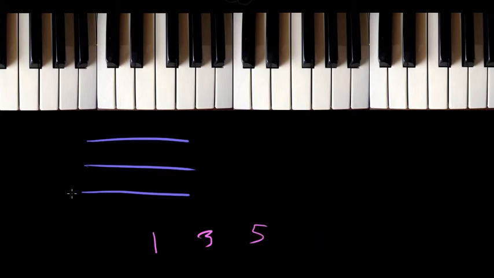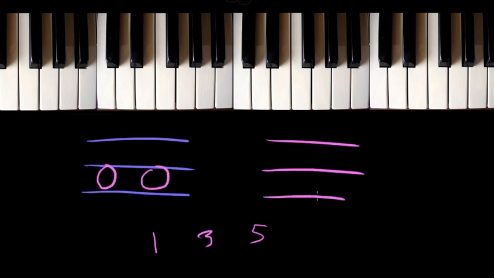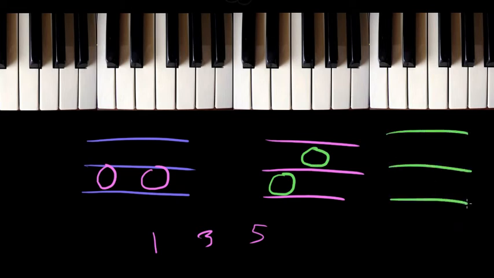Those intervals are, if one's on the space, then the other's in the space. So this is a unison, or a first, and here's a third. Okay. And here is a fifth. So in all three cases, if one's in the space, the other's in the space.